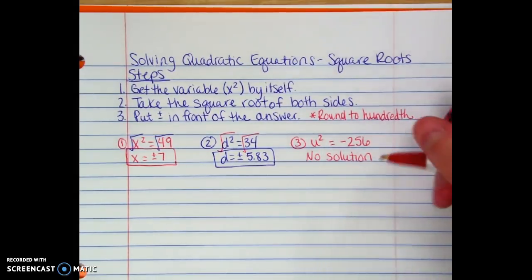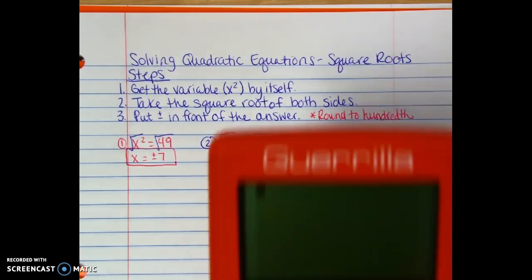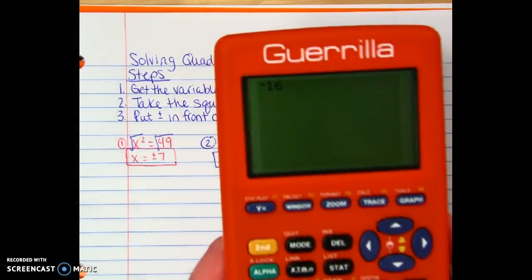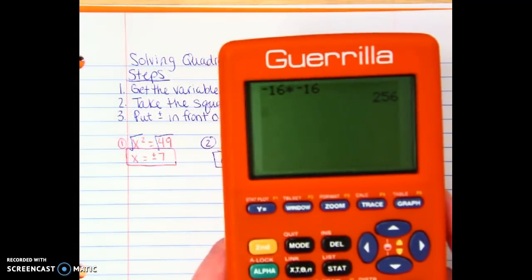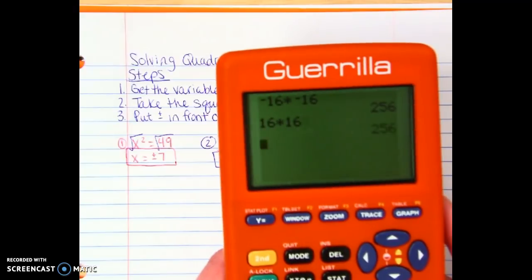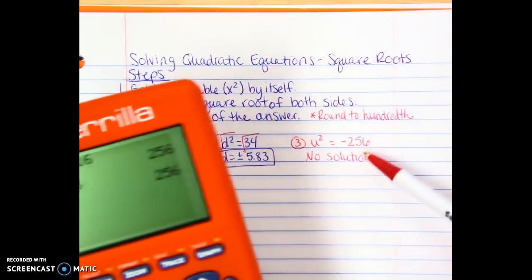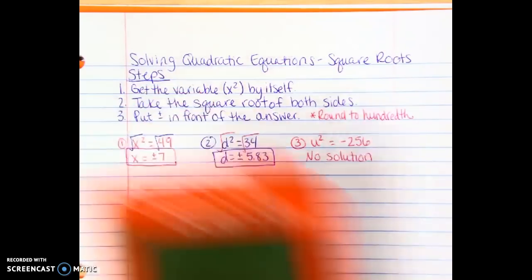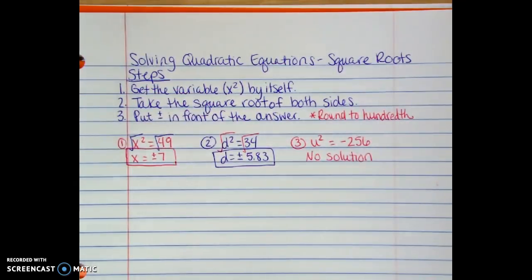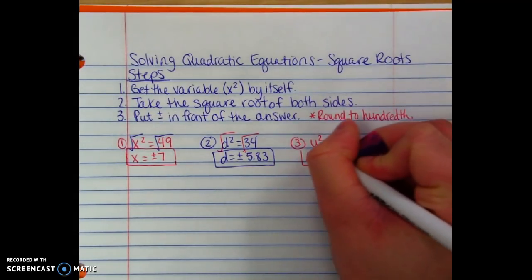That is because, so let's say you said it was negative 16. Well, if you do negative 16 times negative 16, you're going to get a positive 256. And if you do 16 times 16, you're also going to get positive 256. There's no way to get a negative number when you're squaring things, unless it's imaginary, which you'll deal with next year. But for this one, it is no solution.